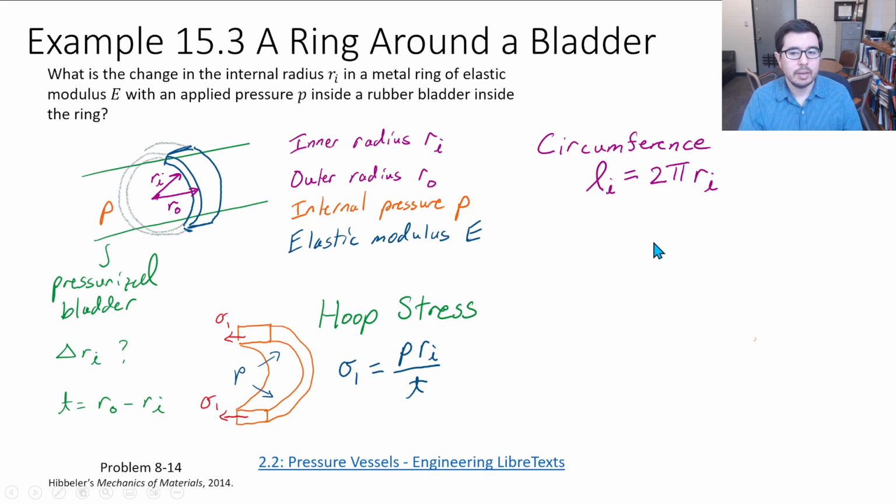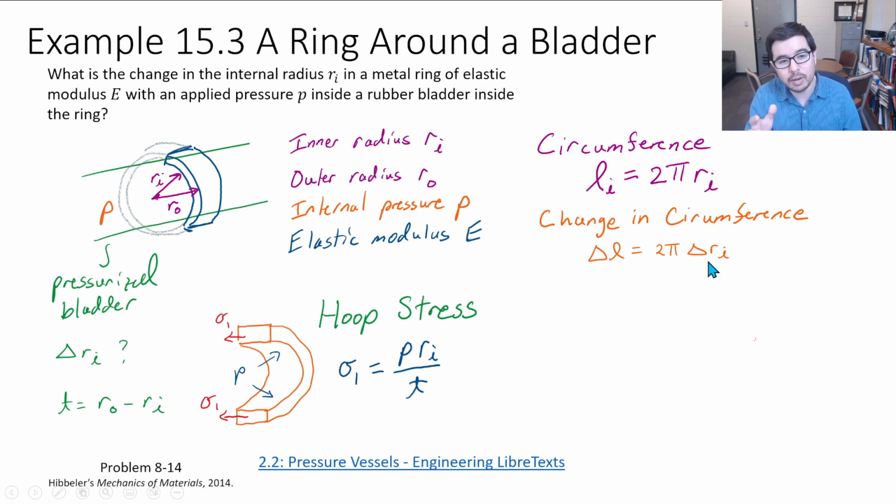So how does the circumference change? Well, we can say that it's going to change with the change in the radius, right? So 2 pi r. So if there's a 2 pi delta Ri, as we see here, there's going to be a change in the circumference of delta L.